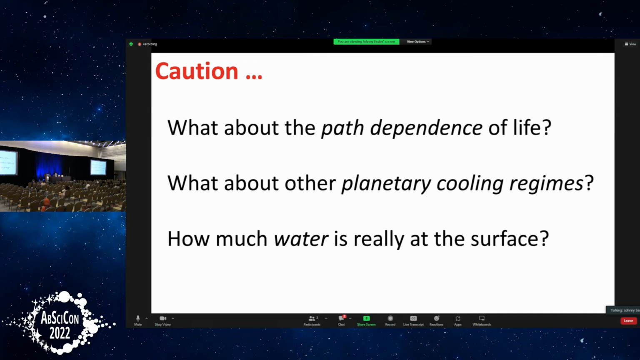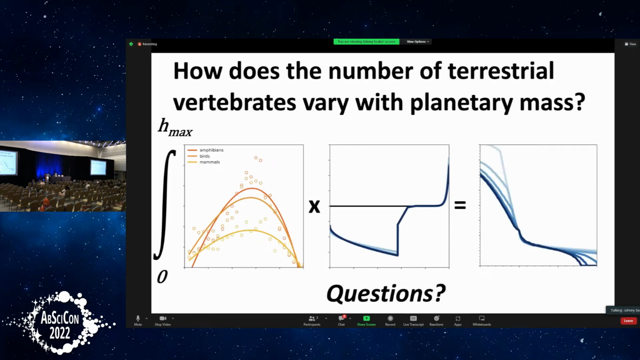What I would like to do is offer a caution, though, that there's little in the way of path dependence of life within this model. So we've taken the only planet that we know of life, which is Earth, and extrapolated that to every other planet. Also, there are other planetary cooling regimes, such as stagnant lid, which Rudy just talked about. This itself is going to affect the hypsometry that would be calculated. And then on top of that, we need to think about the water cycling. So how much water we assume is at the surface of the different planets is going to influence the amount of exposed surface area. With that, I'll take any questions.